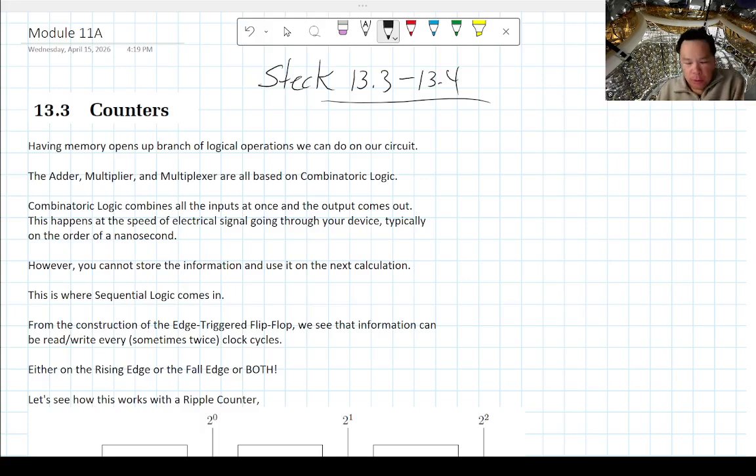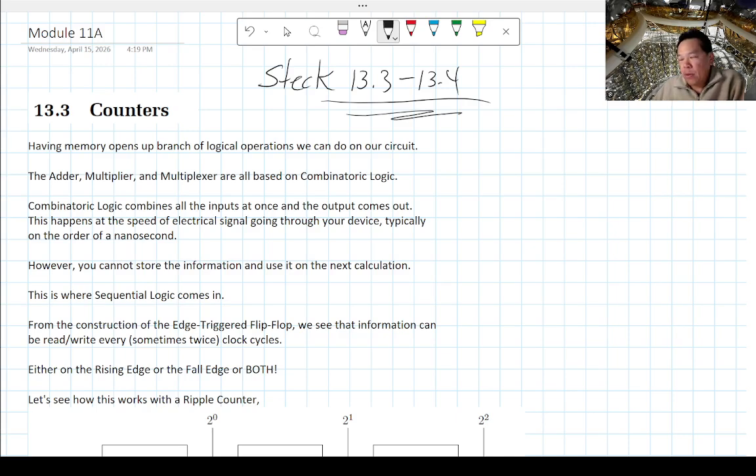Everyone. So, this lecture is going to be on Stack 13.3 to 13.4 up here. And we're going to start off in 13.3 on counters. So please make sure if you want, you can read through the book on counters before watching this to get Daniel Steck's perspective, and then I have my own perspective on it.